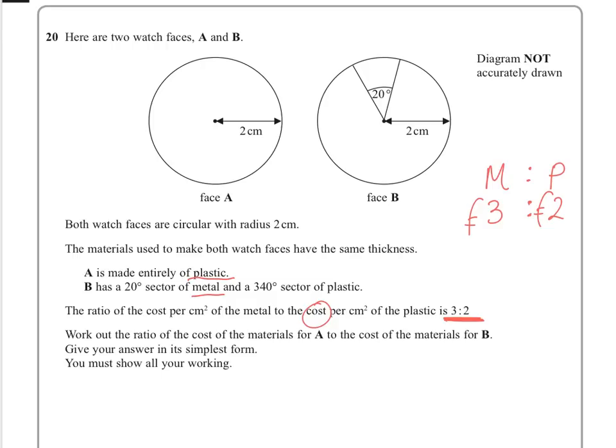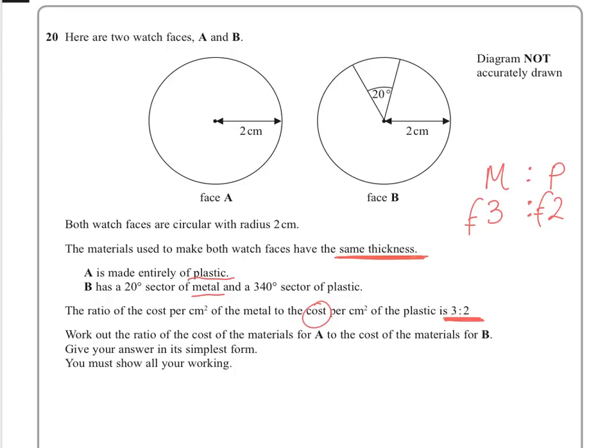So face A is made entirely of plastic, and it says about the materials have the same thickness. So I think that takes out the idea of doing volume, for example. It's independent of the width. Okay, so we're just going to look at the surface area.